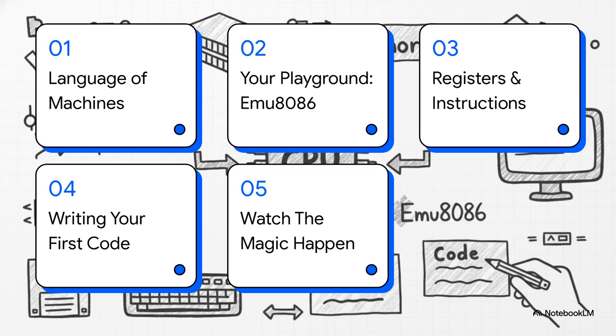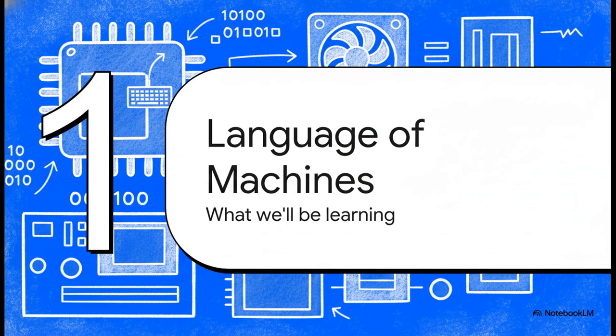All right, so here's our game plan. First, we'll cover what this whole language of machines thing is all about. Then, we'll get to know our tool, Emu8086. After that, we'll learn the basic vocabulary, write our very first piece of code, and then we'll watch the magic happen in real time.